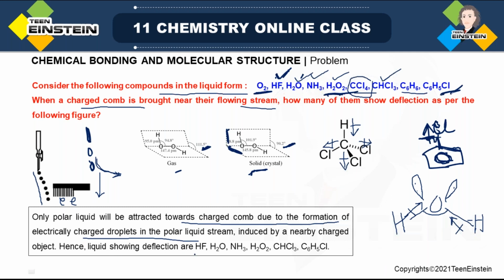Now the liquids that will show deflection are mentioned here, 1, 2, 3, 4, 5, 6. Here oxygen will not show. Then the next 4 will show. Then not CCl4, not this. So how many will show? HF, H2O, NH3, H2O2, then chloroform and this one. 2, 3, 4, 5, 6. So out of these 9, only 6 will show this type of deflection. Answer will be 6.